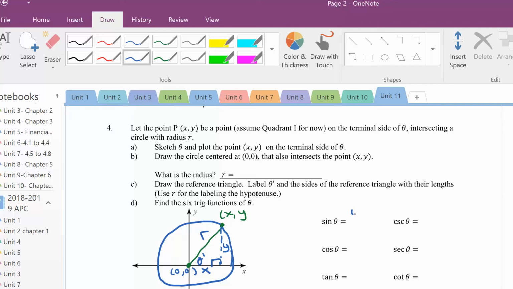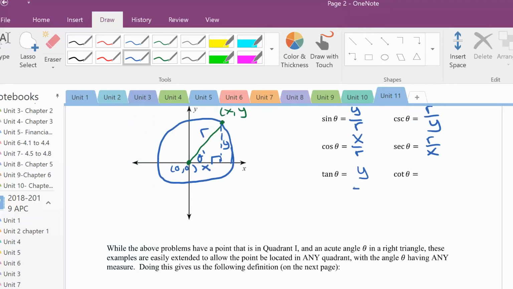So the sine is y over r. The cosecant is r over y, because you have opposite over hypotenuse and hypotenuse over opposite. Cosine is x over r. Secant is r over x.